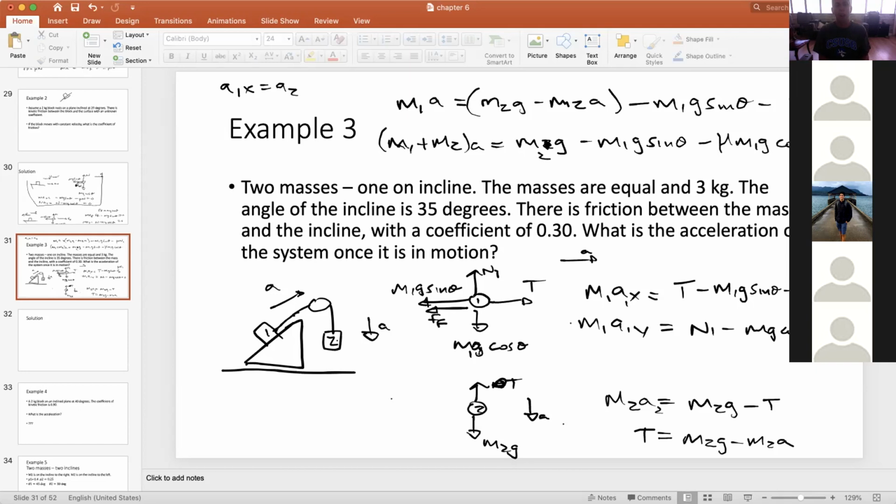So m1 and m2, they're both 3. So 3 times 9.81 is 29.43 minus 3 times 9.81 times sine of 20, 10.056, minus 0.3 times 3 times 9.81 times cosine of 20, 8.29.